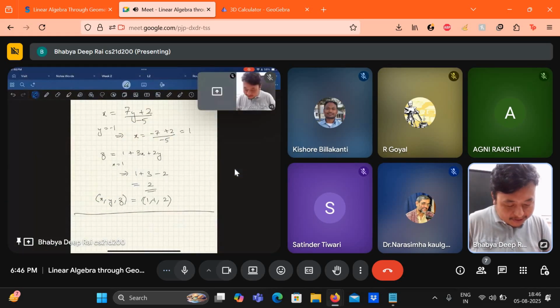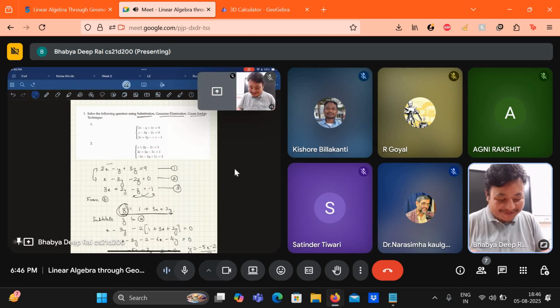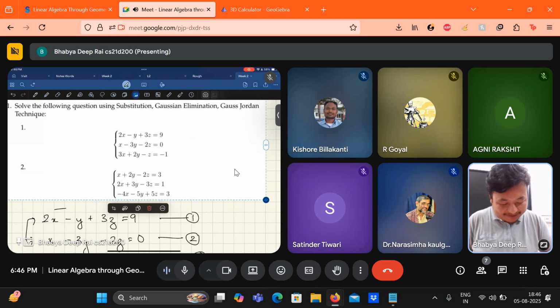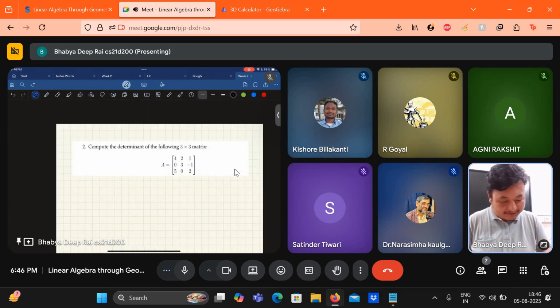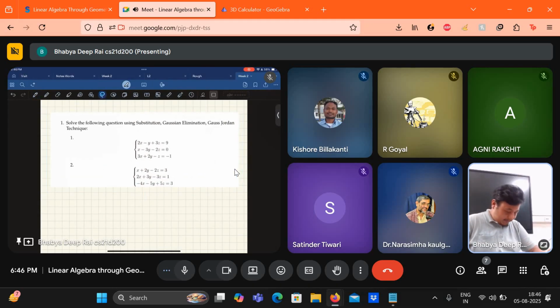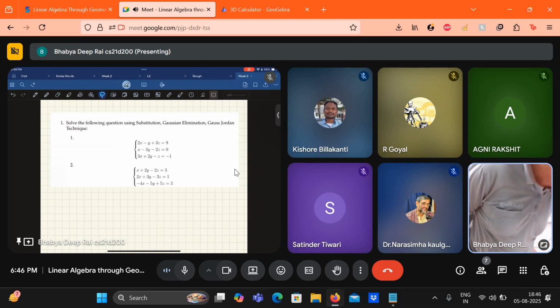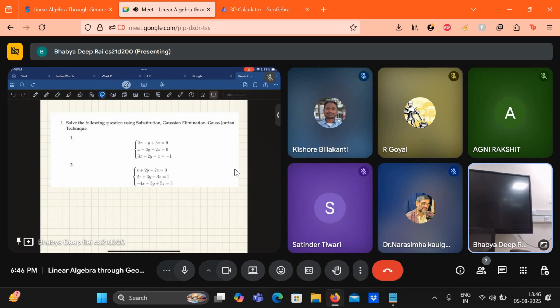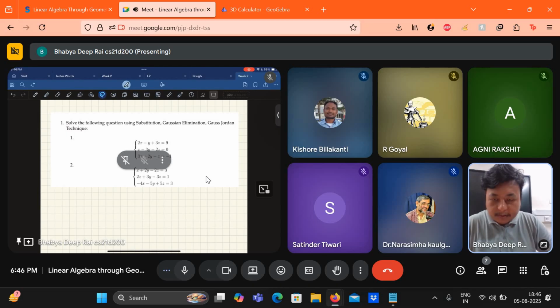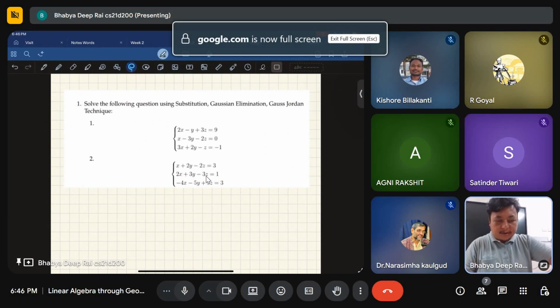Okay. Now let's do the same equation but with Gaussian elimination. Let's copy this. Great. One moment. I'll just switch on the AC.